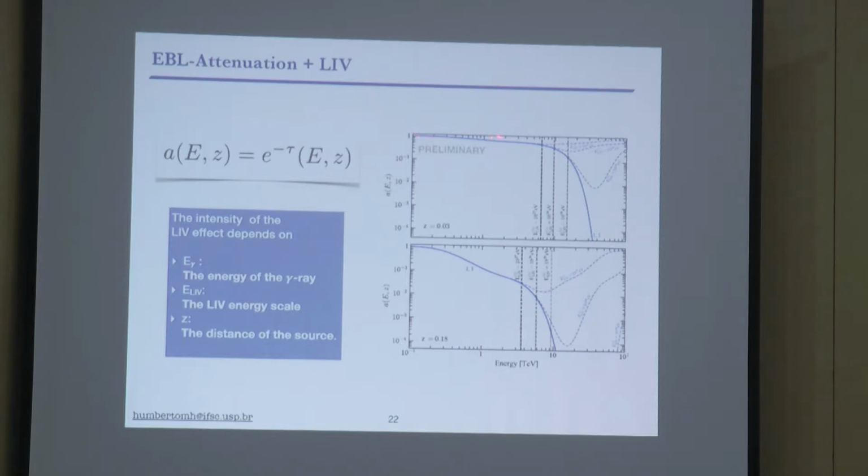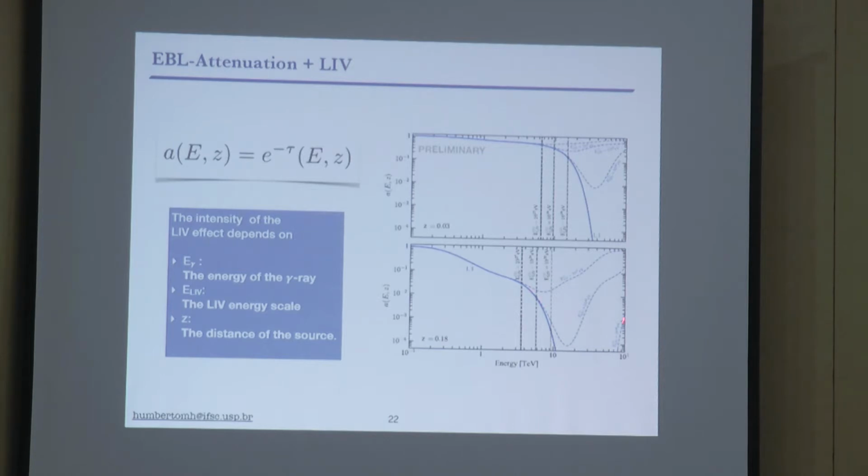If you follow the continuous blue line, you are going to find the LI prediction, where at first there is no attenuation, and as you increase the redshift and the energy, you can see how the photons will be attenuated by EBL. So you can see there is an abrupt end in both cases, but it changes with the redshift.